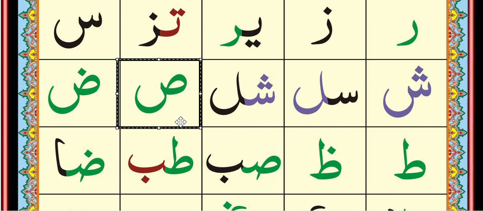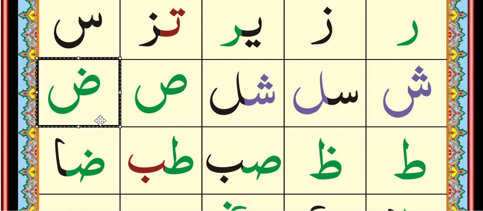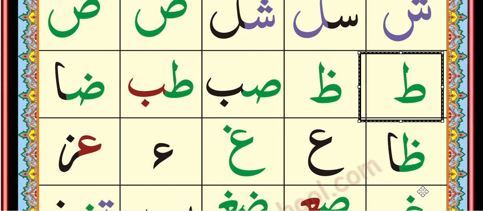Next, this is bold. Keep in your mind the green letters are bold letters. Sod, sod. Your lips are not moving, your tongue is not moved. You need to read these bold letters with a full mouth. Next one, dod, dod. I already explained this one.